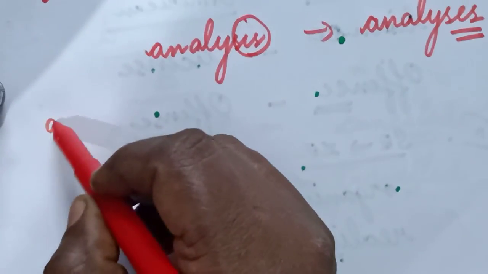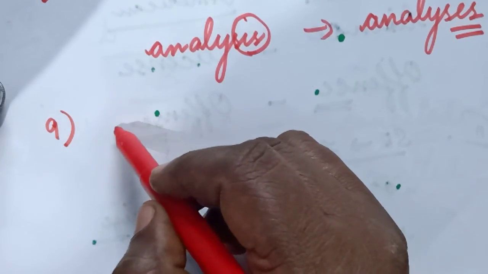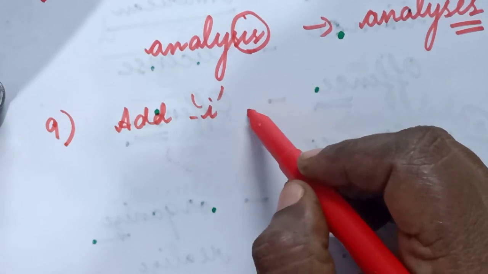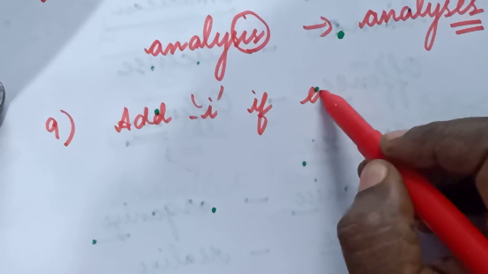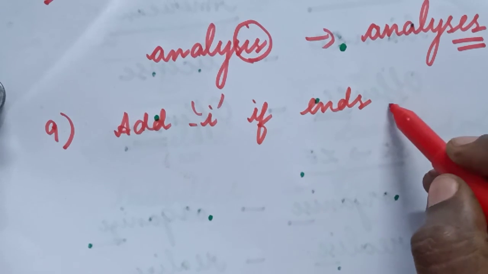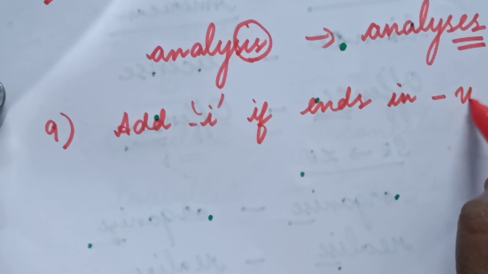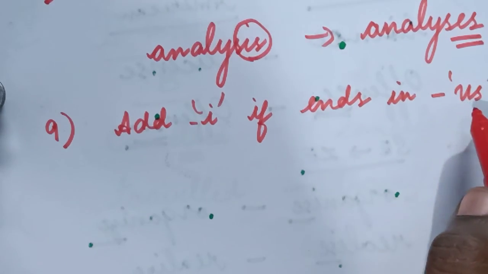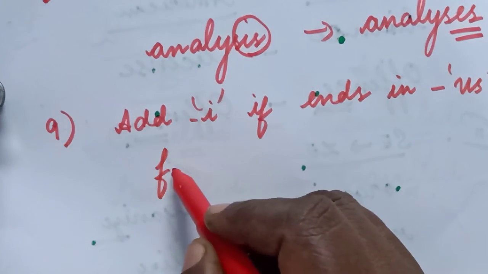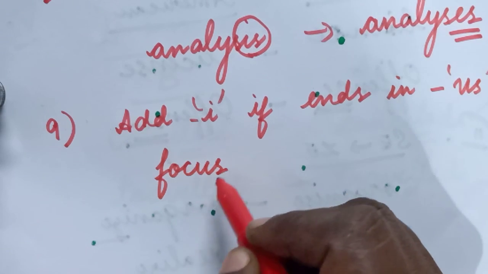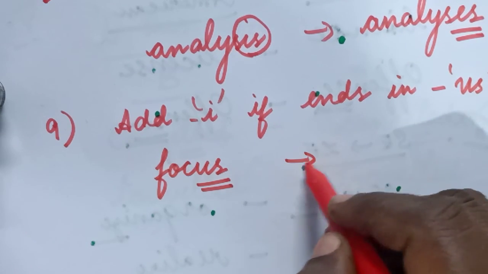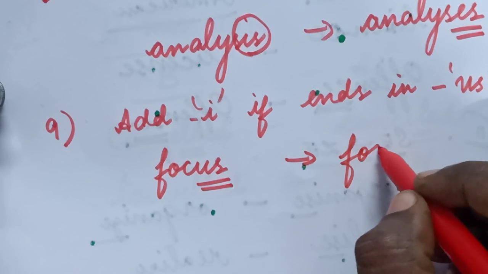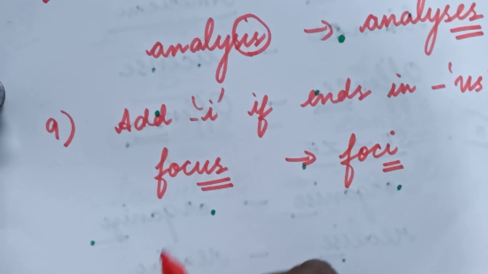And then your ninth rule is add I if the noun ends with US. So you are going to add I if it ends in US. For example, focus. It ends in US. So what we are going to do? Just remove this US and add I, foci.